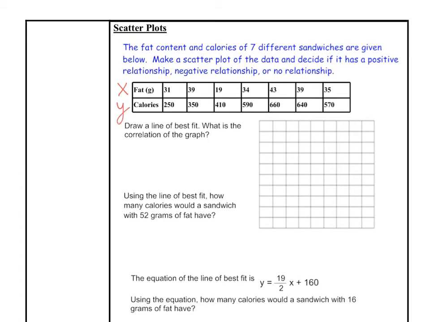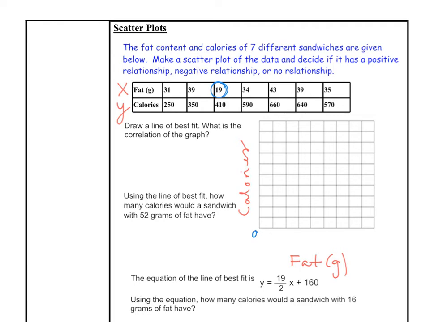First thing we need to do is scale our graph. Let's first label. This is going to be fat on the x-axis, and the y-axis will be calories. I always put a 0 at the bottom left-hand corner. Let's start with our x's. Our smallest x value is 19. So it doesn't really make sense to do 0, 5, 15 when there's nothing there.